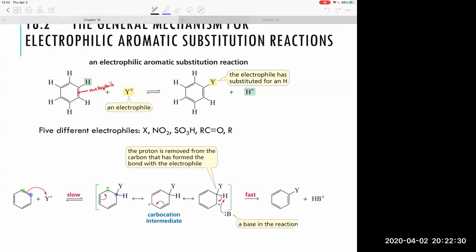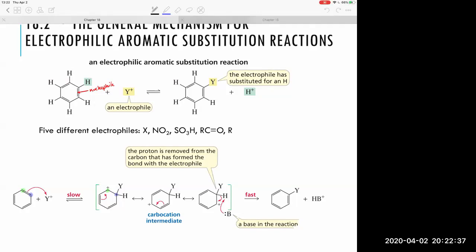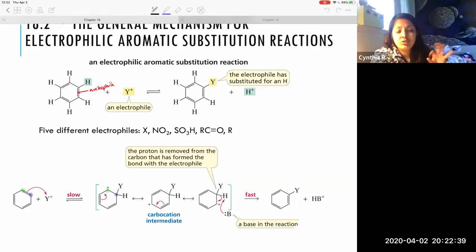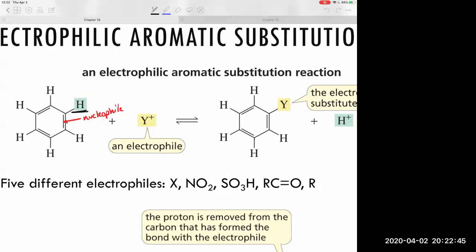Okay, and again, this whole reaction, is it a substitution, or just a certain part? This whole reaction is a substitution. So if we look at this top bar here, what we're substituting is one of our hydrogens that were on our benzene ring for our electrophile, right? Those are being swapped out.